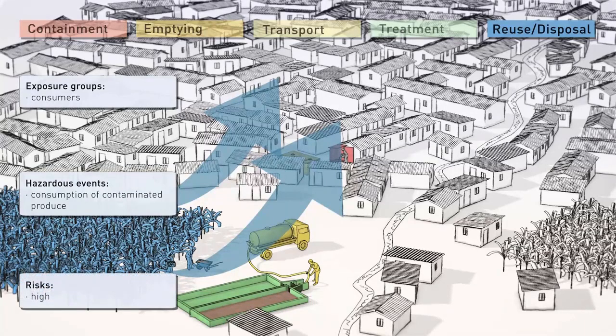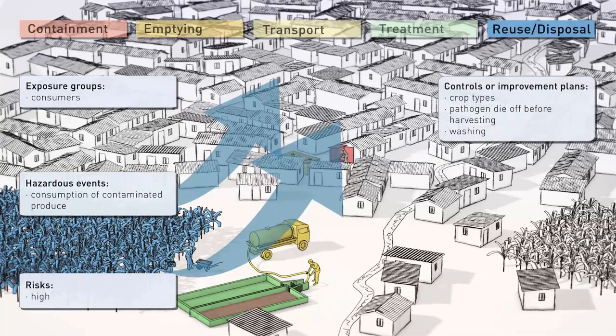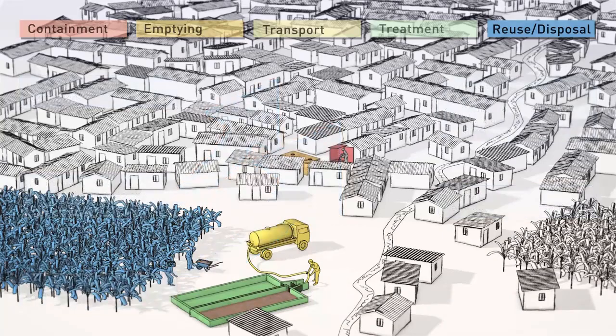These risks are potentially high. Controls that can be used include selection of crops not eaten raw, setting a time between the last application and harvesting to allow pathogens to die off naturally, and washing of produce in clean water before sale. Monitoring may include checking crop types, application and harvesting practice, as well as hygiene during the packing and sale.